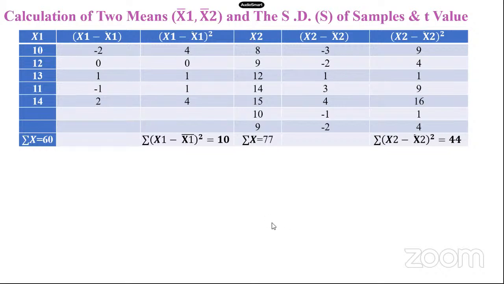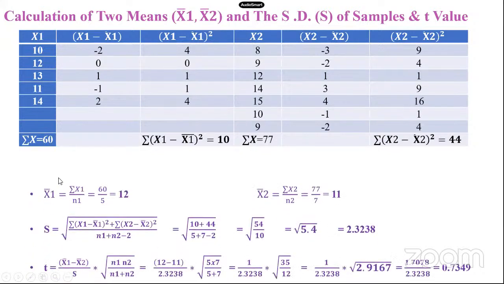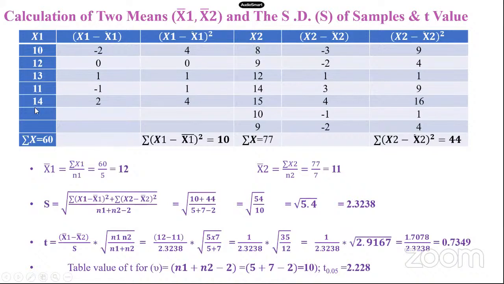So here x1, the first sample has 5 numbers, in it 10 plus 12 plus 13 plus 11 plus 14. The addition of all these is equal to 60. So 60 divided by n1. What is n1, what is the size? 5. 60 divided by 5 is equal to 12. So the mean of the first sample is 12. Sum of all divided by all, your answer is 12. Now go for the second sample.